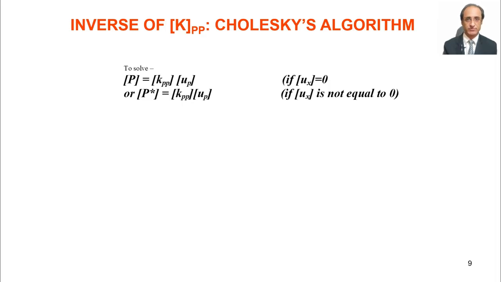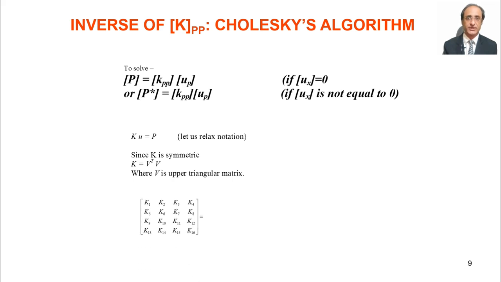So thing is that we have to find inverse of this. If support settlement is 0, we have simple equation. If support settlement is not 0, then we have P is replaced by modified P. So now here we have an advantage. What is the advantage? Our stiffness matrix is symmetric. So we take advantage of that. So that means we can always write it as a product of two triangular matrices. K is symmetric, but it's not triangular. Kij is equal to Kji, but does not mean it's triangular. But we can always write a symmetric matrix in terms of a product of two triangular matrices. They are simply the transpose of each other.